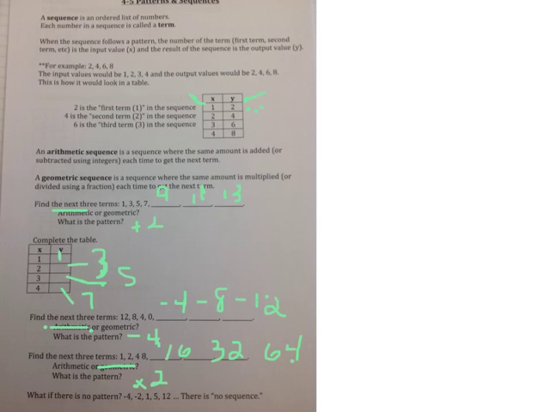What if there is no pattern? Here we have just -4, -2, 1, 5, 12. You would just write down no sequence.